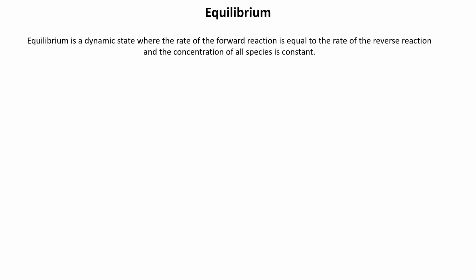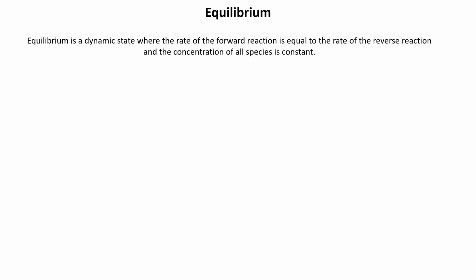The first is that the rate of the forward reaction must equal the rate of the reverse reaction, and the second is the concentration or the amount of all species is constant. Let's first talk about the rates of the reaction.